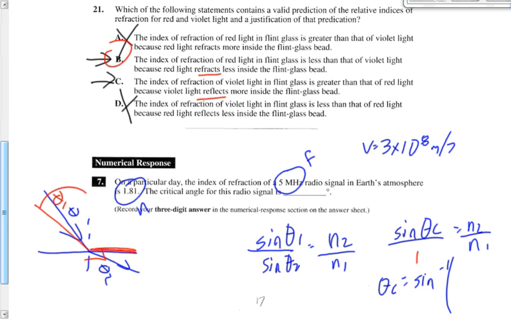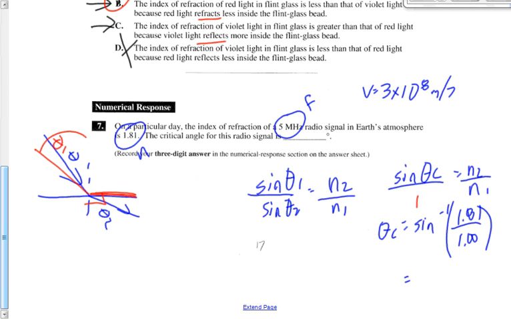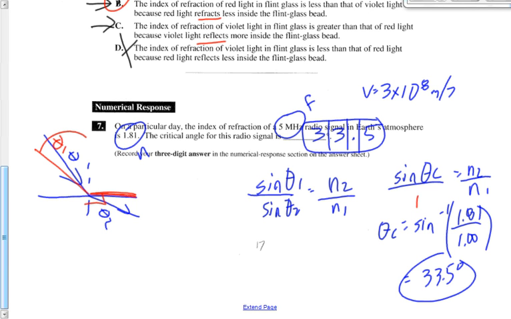What's n2 here going to be? Going from high to low, so we're going to go from 1.81 to 1.00. That's the error. If you get those two mixed up, though, you get an error on your calculator, right? Do the math here the proper way, and you end up getting 33.5 degrees, and that seems like a pretty reasonable number. This is one where you have to enter the decimal place in your numeric response sheet.